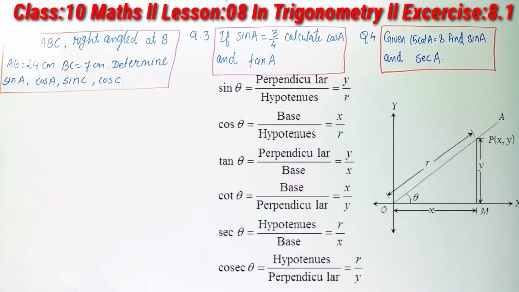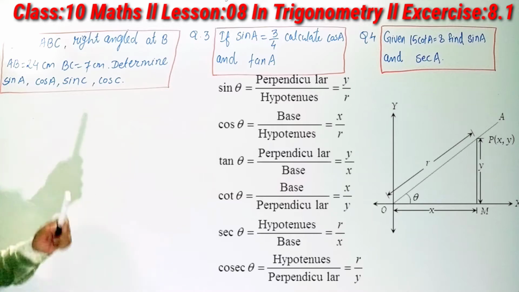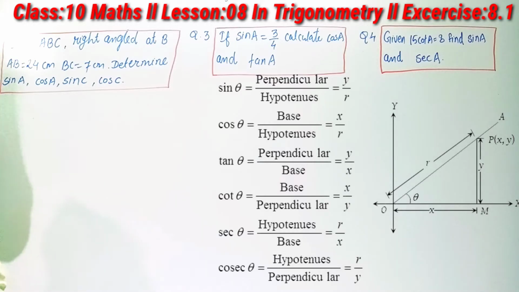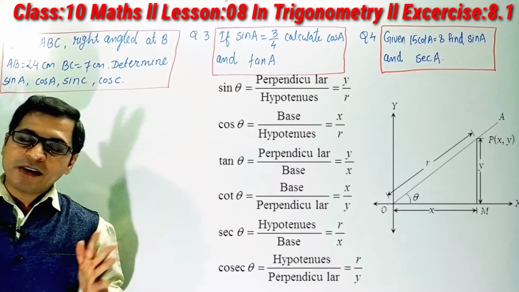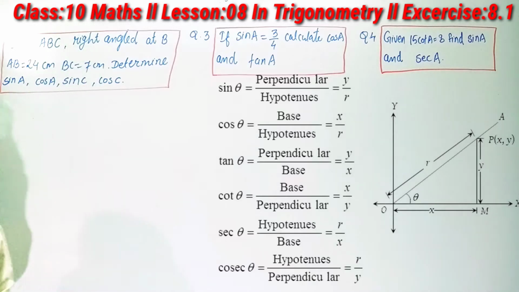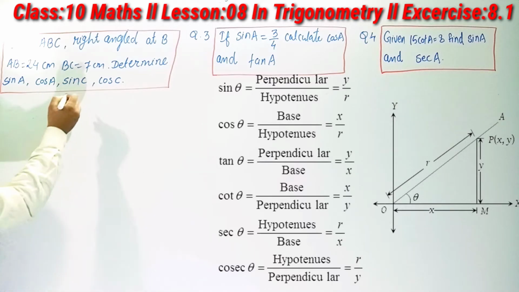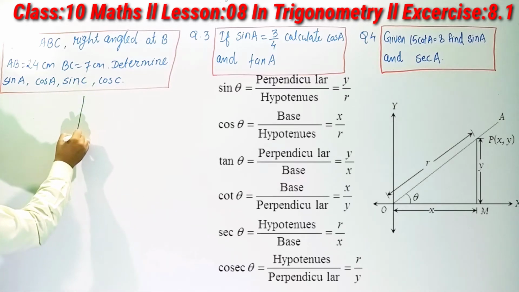Here in the very first question, you can see that in triangle ABC, right angle at B. It means students, the given triangle is a right angle triangle, right? AB is 24, BC is 7. We have to determine the value of sin A, cos A, sin C and cos C, right? So first of all, we will draw the figure. So let us draw the figure over here.